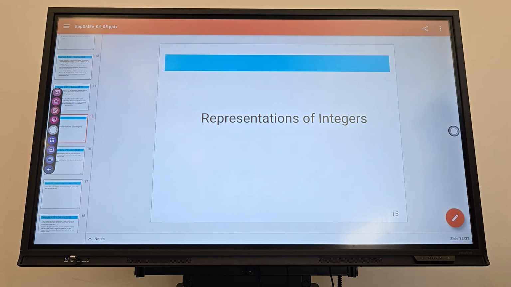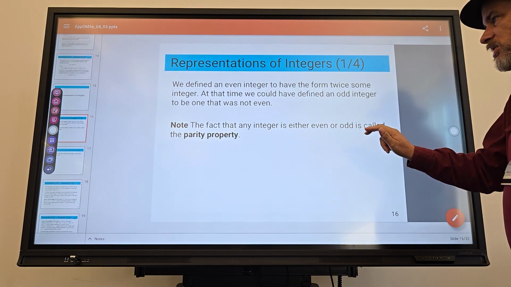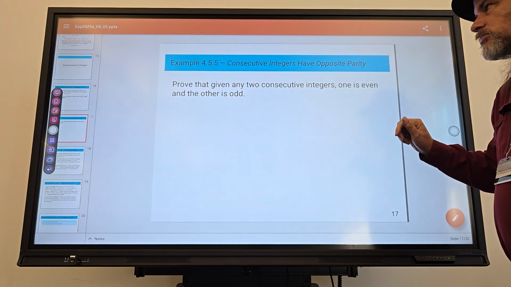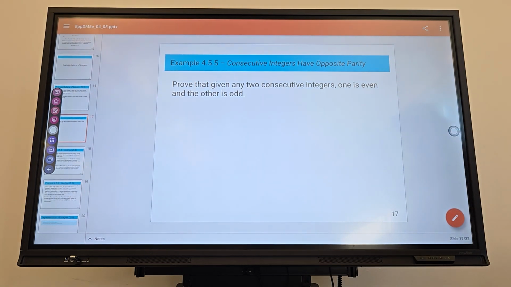Representations of integers. We defined an even integer to have the form twice some integer. At that time, we could have defined an odd integer as one that is not even. The fact that any integer is either even or odd is called the parity property. Prove that given any two consecutive integers, one is even and the other is odd.